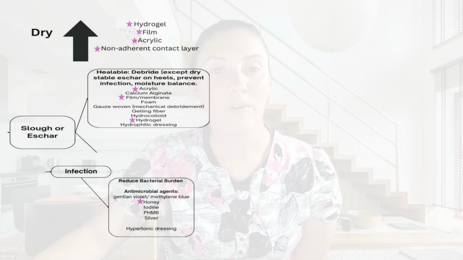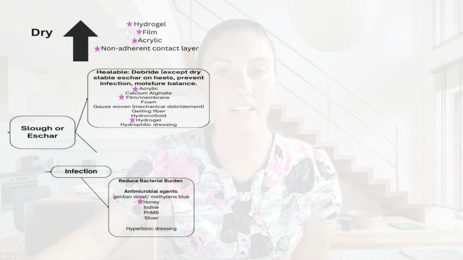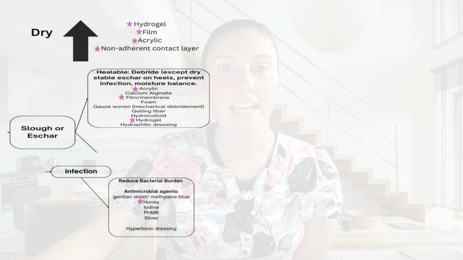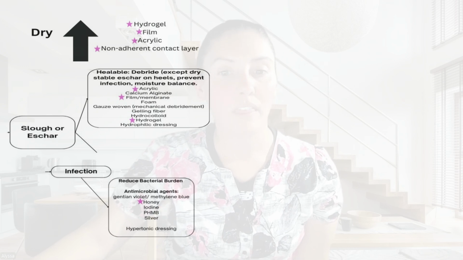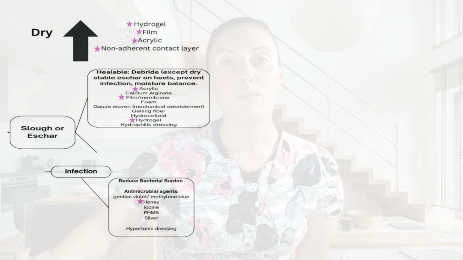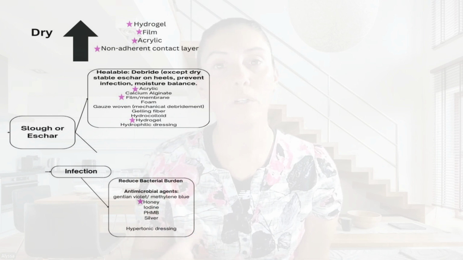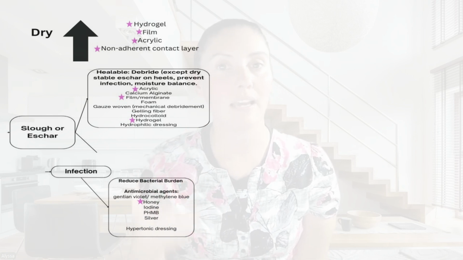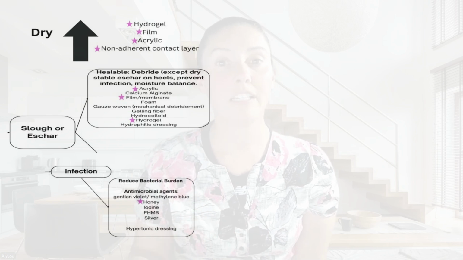So we have a dry wound, so we can have a hydrogel, a film, acrylic, or non-adherent contact layer. Okay, perfect. And now we will match our dry dressings with the rest here. So once again, for slough, we can have an acrylic. They match. We always want to match it off this top one because that controls our moisture, and we always want to have a moisture balanced wound. The wound needs to be as moist as our eyeball. Okay, that allows perfect conditions to heal.